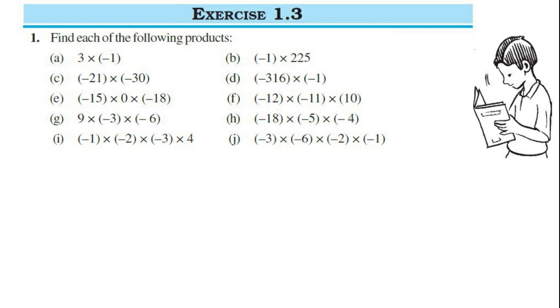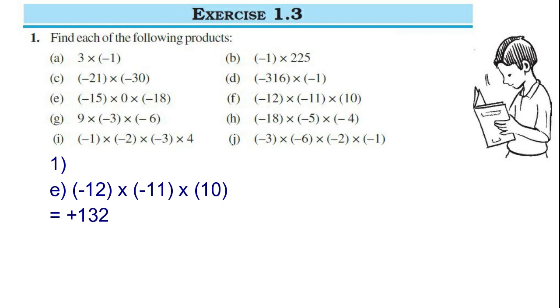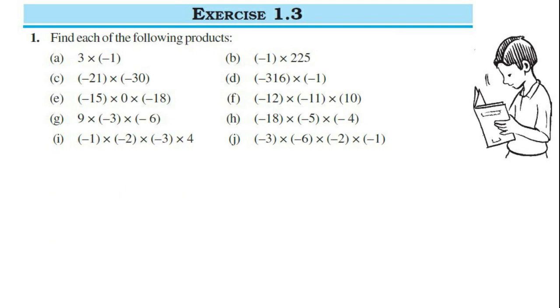Go to problem F. Minus 12 into minus 11 into plus 10. So first we multiply minus 12 into minus 11. Minus into minus equal to plus and 12 into 11 equal to 132. So plus 132 into plus 10 equal to plus 1320. I think the next problem is the same, so go to problem H.